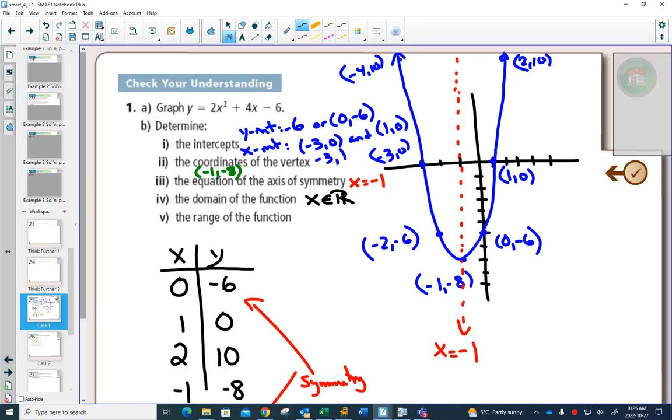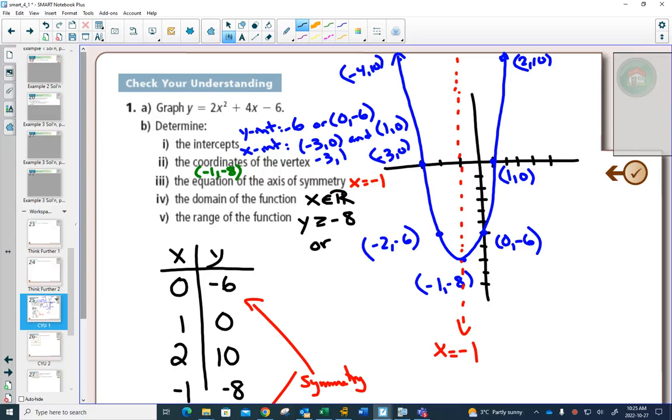How do I write that the y values are always going to be bigger than or equal to -8? I write it as y is greater than or equal to -8. That would be one way to write it. This is called set notation.